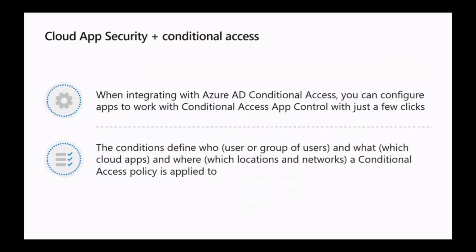After just a few clicks, okay. And then the conditions can be used to define who and what and where a conditional access policy is applied to. The who is used to define a user or a group of users. The what is used to define which cloud applications this is going to be applied to and over which context. In this case, this is the where: which locations and networks this access policy can be applied to.